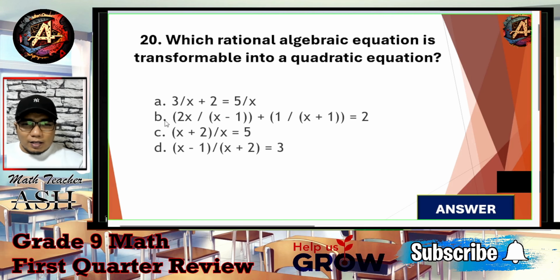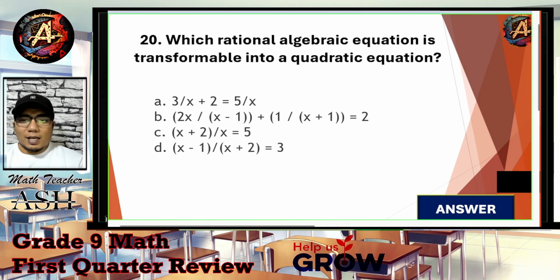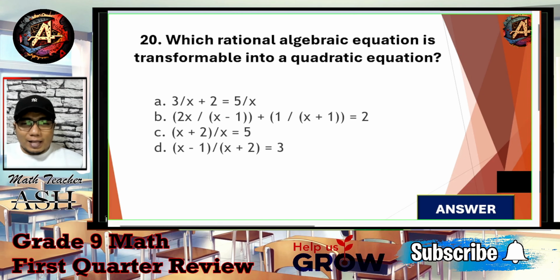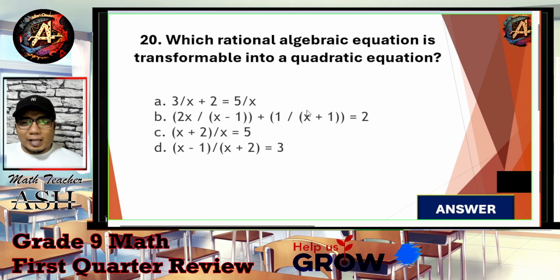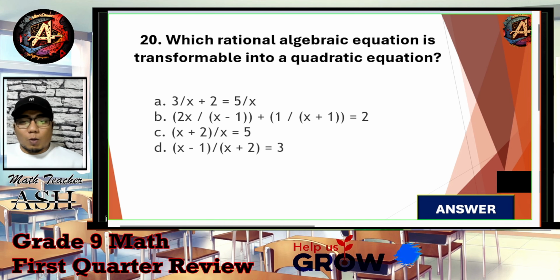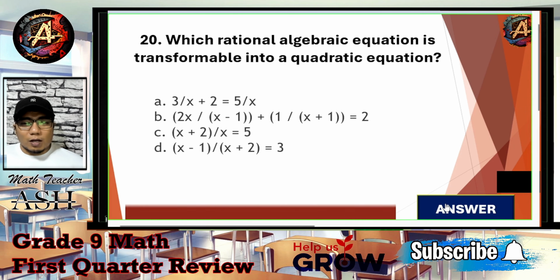We have here, in letter B, x minus 1 and x plus 1. So, of course, the LCD of x minus 1 and x plus 1 is basically using the FOIL method, that would be x squared minus 1. So, if we multiply that to the whole equation, it will cancel the x minus 1 factor and it will cancel the x plus 1 factor. But on this side, it will become 2x squared minus 4x minus 4. So, in that scenario, you already have a quadratic equation. So, the correct answer for this question is letter B. Let's check whether we are correct.